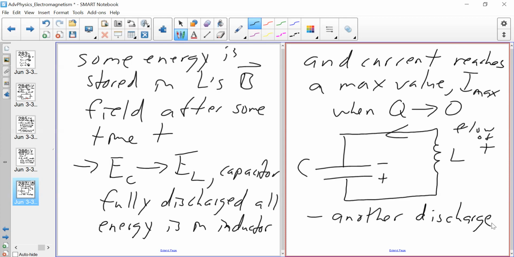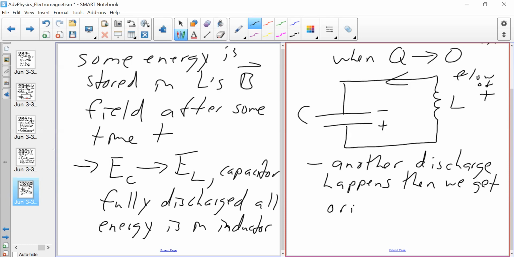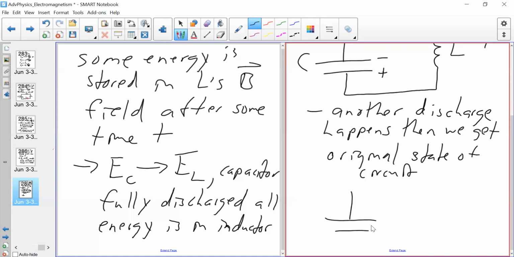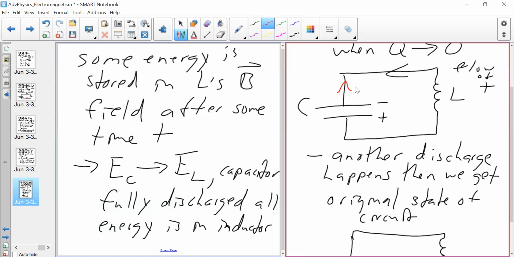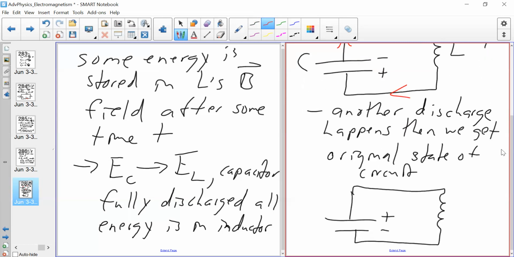Okay. Another discharge happens. Then we get the original state of the circuit, which is positive, negative. Because once this discharge happens, it goes the other way. You guys seeing that? You guys tracking that? And then we build up again, and then we come back this way.